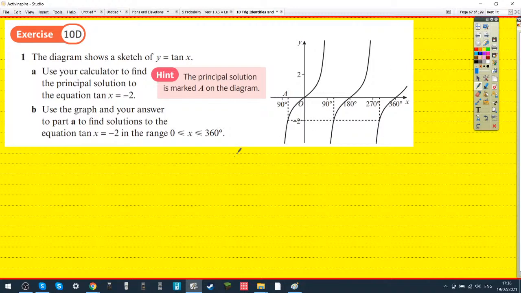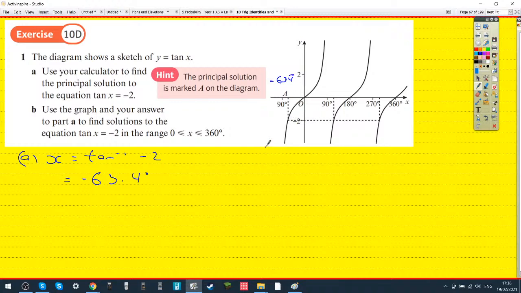Okay, how about this? Okay, so inverse tan of minus 2. Minus 63.4 degrees. So that's this one here, it looks like. Minus 63.4 degrees. So yeah, minus 2.